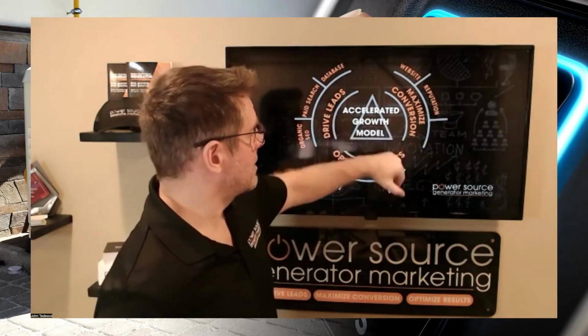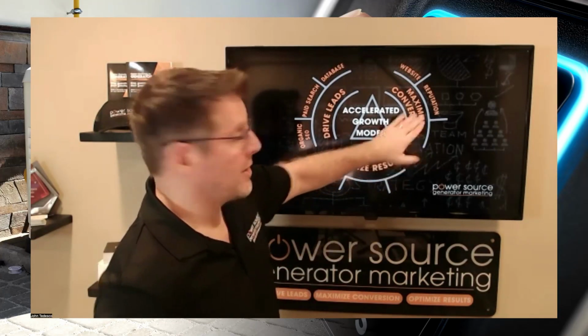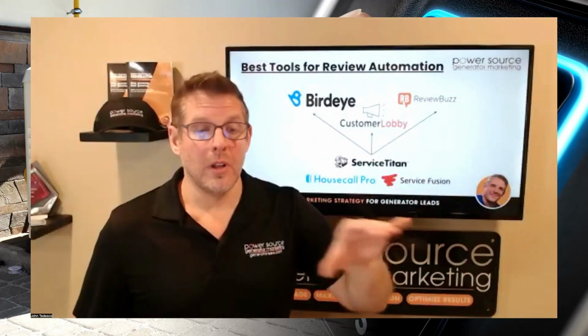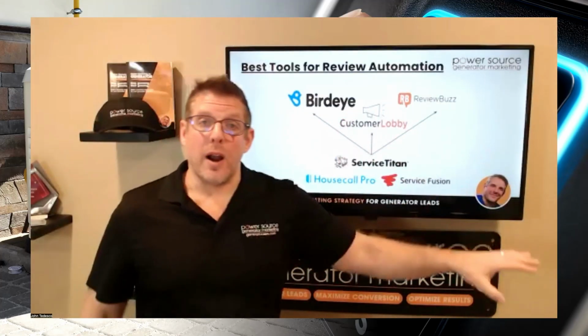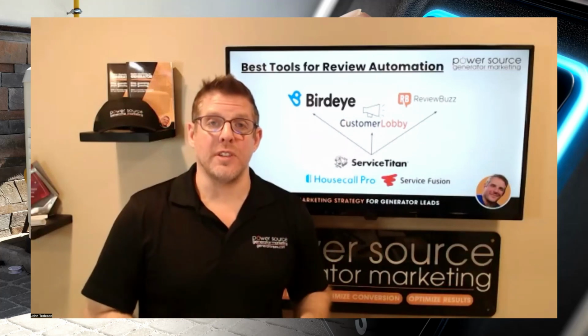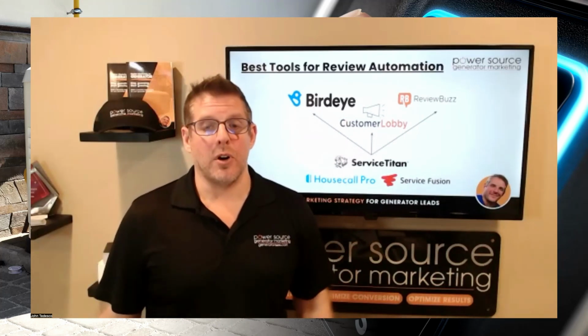Red, yellow, green, so that you know where you need to focus some of your energy and your time. So the next thing we want to talk about, maximizing conversion, is our reputation. Very important. You can have software connect and funnel through Service Titan, House Call Pro, Jobber, anything like that.